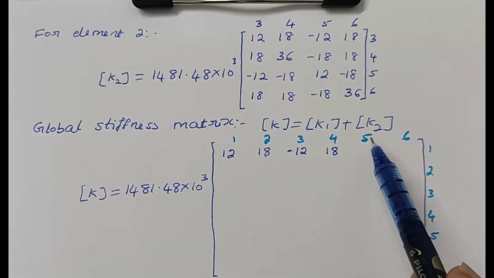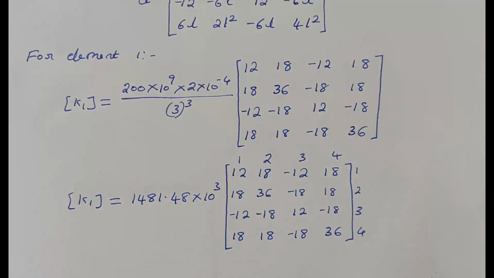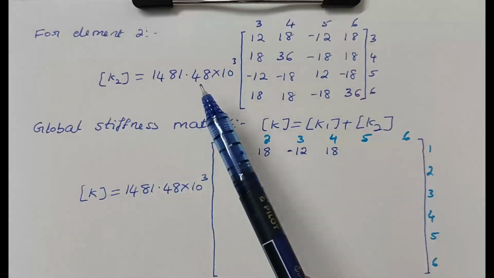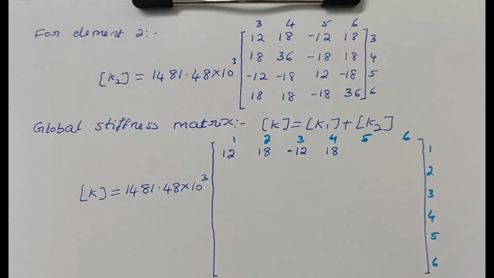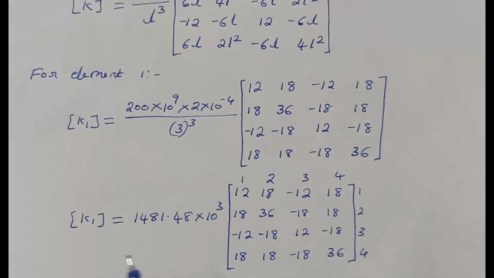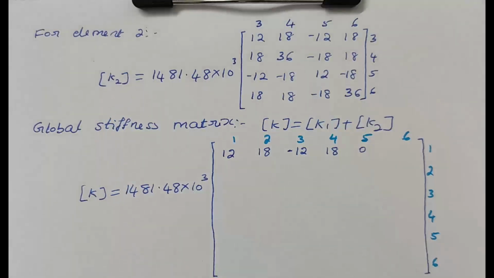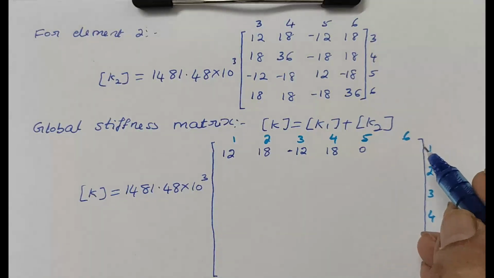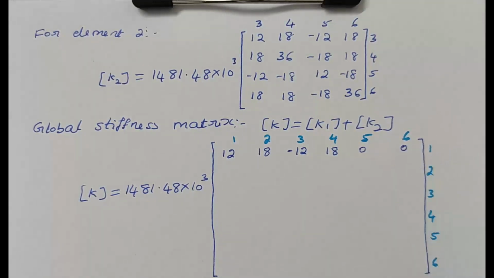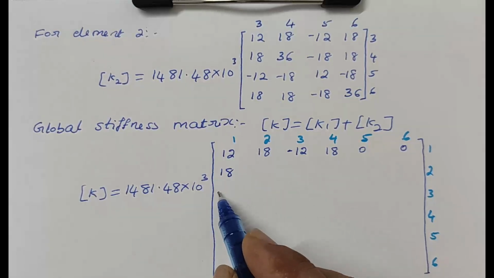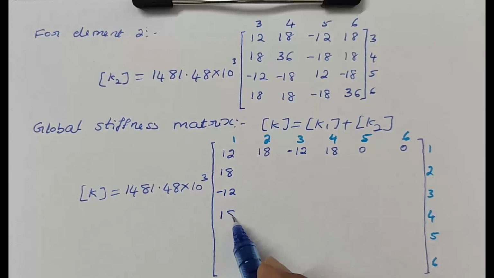Next we need element corresponding to 5 and 1. In K1 we don't have any element corresponding to 5 and 1. Also in K2 we don't have any. Therefore element corresponding to 5 and 1 is 0. We need element corresponding to 6 and 1. In K1 we don't have any, also in K2 we don't have any. Therefore element corresponding to 6 and 1 is 0. Now due to symmetry I can write the first column 18 minus 12 18 0 0.